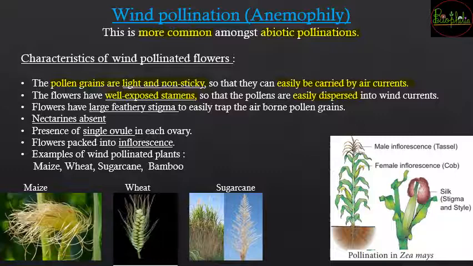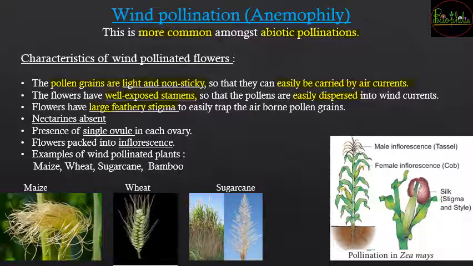The third point is that the flowers, that is the female flowers, should have a large feathery stigma. What will a large feathery stigma do? The pollen carried by the wind blow have to be trapped by the female part of the flower, that is the stigma. So that should be a very large part so that there are more chances that the pollen grain comes and sticks on the stigma. So flowers should have a large feathery stigma.